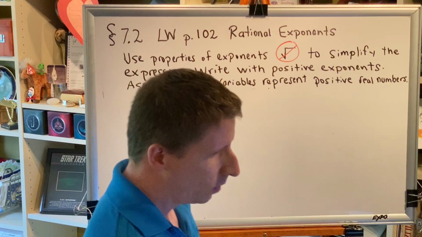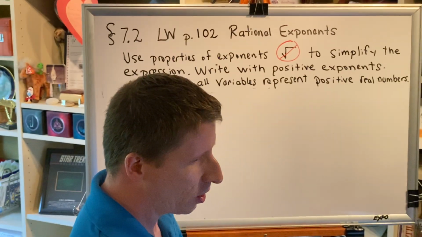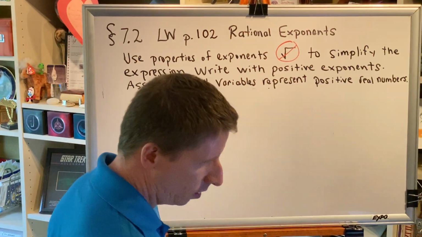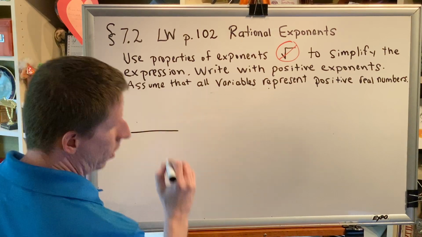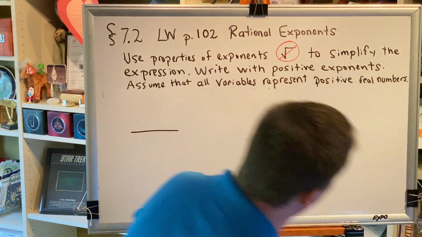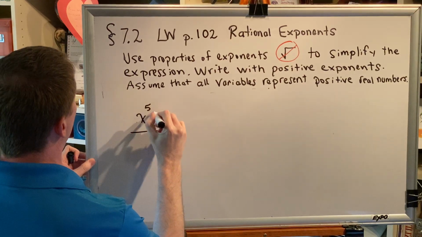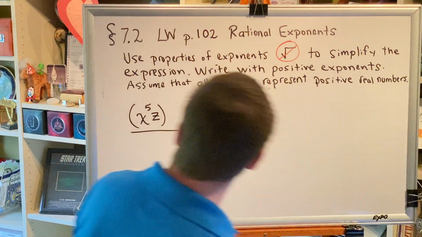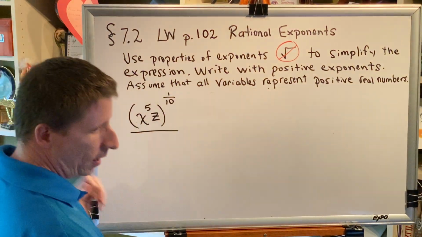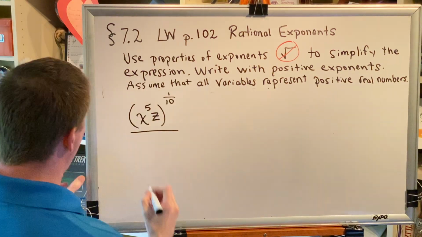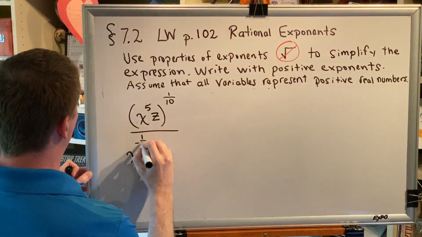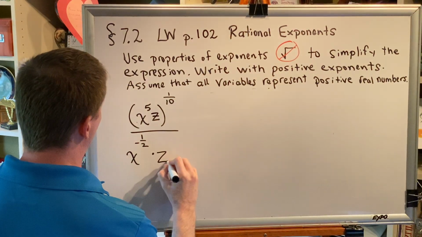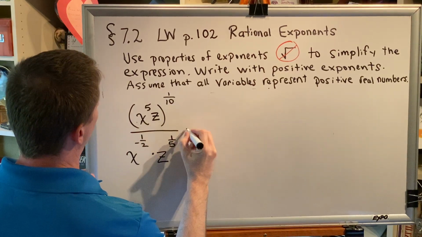The directions are the same. Use the properties of exponents to simplify the expression. Write with positive exponents. Assume that all variables represent positive real numbers. All right, we have a fraction. In the numerator, the base is x to the 5th times z. That's all in parentheses being raised to the exponent 1/10. In the denominator, we have x to the negative 1/2. And that's being multiplied by a z to the positive 1/5.